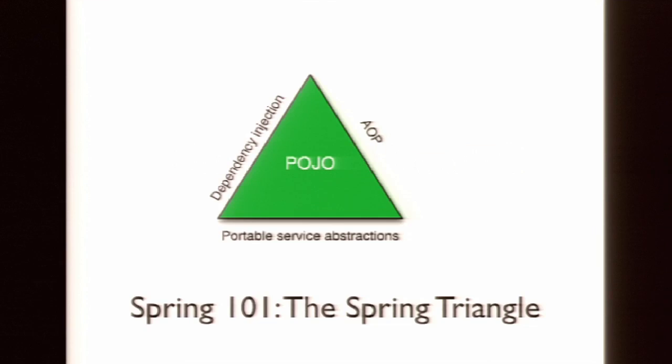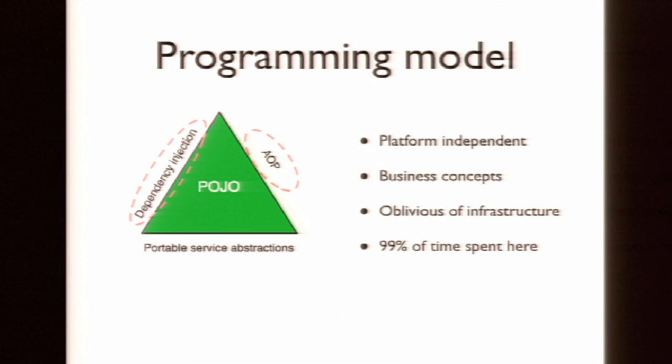Quite a few. So my take on that is basically the Spring team's take, in that Spring is focused around three things: dependency injection, AOP, and portable service abstractions. And the first two are actually what forms the programming model. So that's platform independent, that's business concept, that's oblivious of infrastructure, and you actually spend 99% of your development time here. You don't worry too much about where your JPA entity manager is coming from or what your transaction manager is. You set it up once and forget about it. You start writing your controllers, your DAOs, and some other stuff.